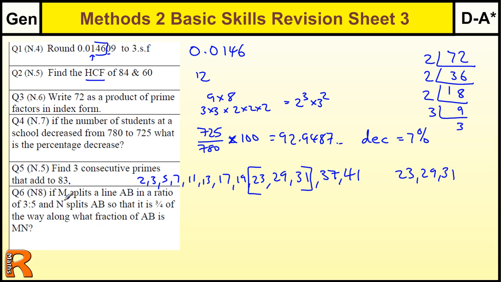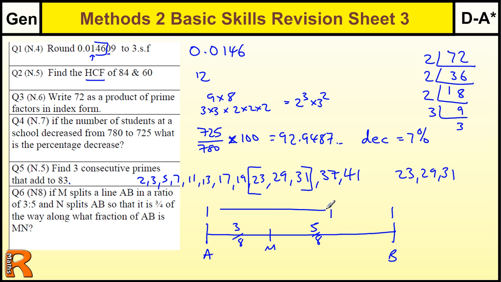Question 6, quite a tricky sort of a line ratio question. So if I've got a line and that's AB and M is in a ratio of 3 to 5, so there's our M, this is going to be 3 to 5, so that's going to be 3/8 of the line, that's going to be 5/8 of the line. N splits AB, so it's 3/4 of the way along the line, so from A to B, N is going to be 3/4 of the way along the line. So that's N.